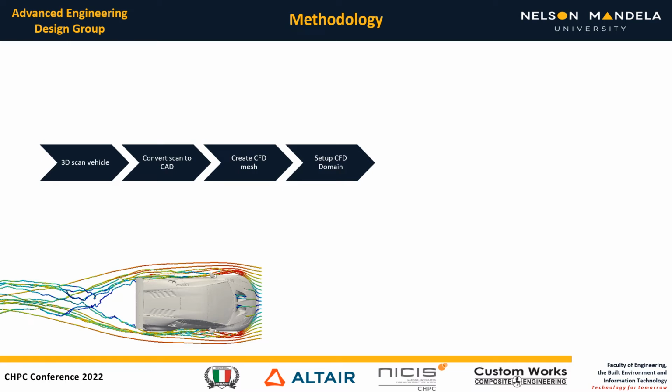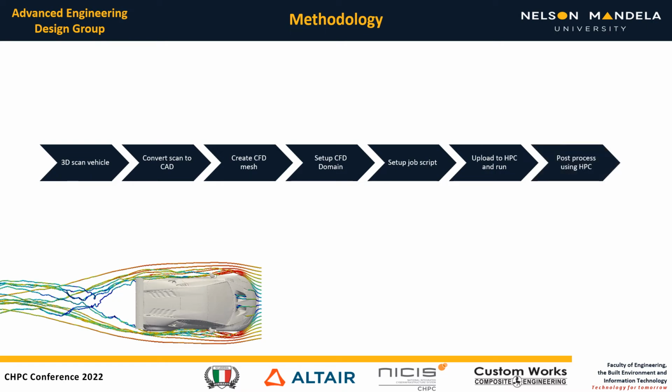I set up the CFD mesh in Altair Hypermesh and the domain in Altair Virtual Wind Tunnel. I then set up the HPC job script to use 4 GPUs in parallel for solving the simulations. After the job was completed, I used ParaView on the CHPC cluster as my local laptop could not handle the 40 GB dataset generated by the CFD. This was a huge help and a massive boost in efficiency.